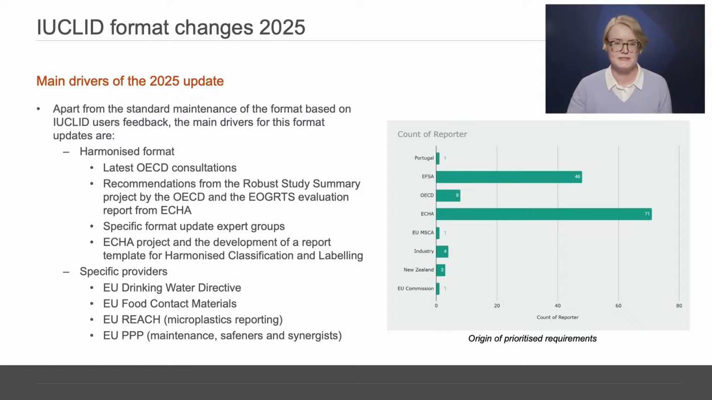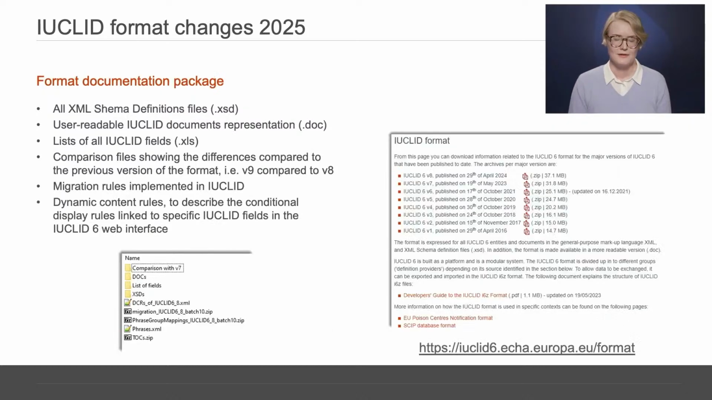And on the right, you can see the origin of the prioritized format change requirements, which are mainly coming from ECHA and EFSA, but also from other stakeholders. And here I would like to point you to the direction of the Euclid website, where all the changes made to the Euclid format are published.